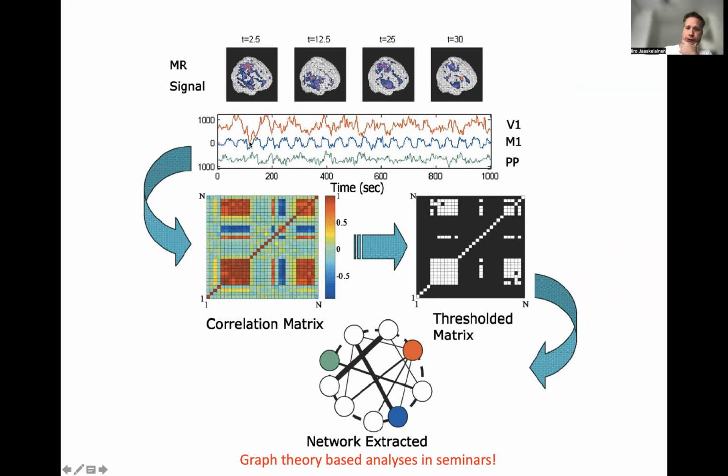For each brain location, you get a time course. Then you calculate correlations between these time courses and get a correlation matrix. So brain region against brain region, and you can see here the correlation is 1 on the diagonal, because the time course of each region, of course, correlates perfectly with itself. And then you just threshold this matrix, and then you build this network. You extract the network, and you can get information such as the strength of this connection between two different regions. I mean, the strength of correlation.